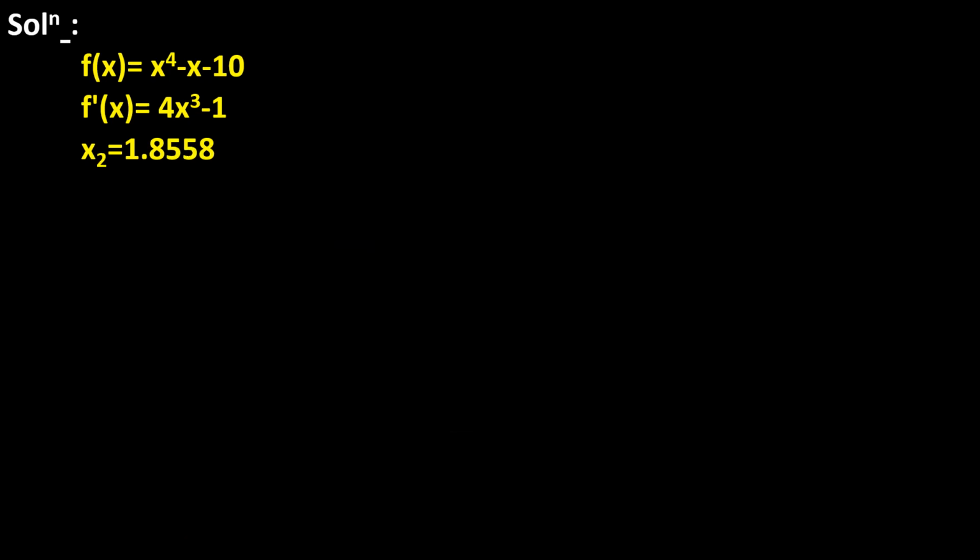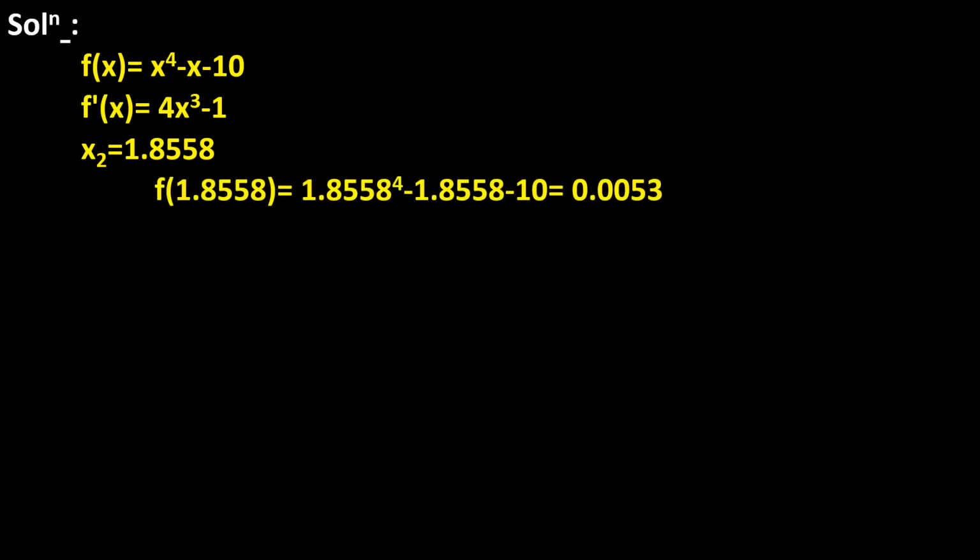Next we move on to the third approximation. Now we have the second approximation, that is x2 is equal to 1.8558. Now find f of x2 and f dash of x2. Those we get respectively by substituting in the f of x and f dash of x equations. First, f of 1.8558 is equal to 1.8558 to the power of 4 minus 1.8558 minus 10, which is equal to 0.0053, which we get after truncating to 4 digits after the decimal point.